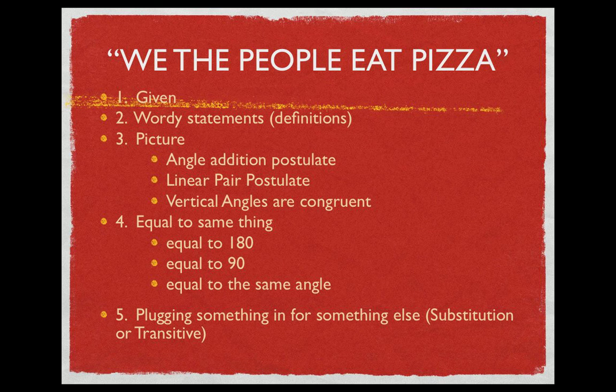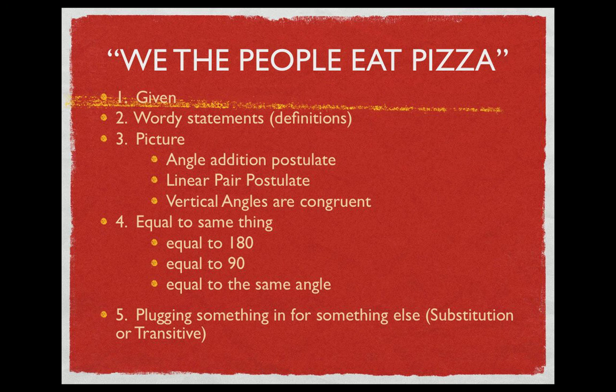Once you've undone all the wordy statements, then you look at the picture to see if there's anything in the picture that you can also add, like angle addition postulate, linear pair postulate, or vertical angles are congruent. If there are any of those, of course, you want to add those. If there aren't any, then you move on to step 4, equal. That's the eat part. So equal to the same thing.